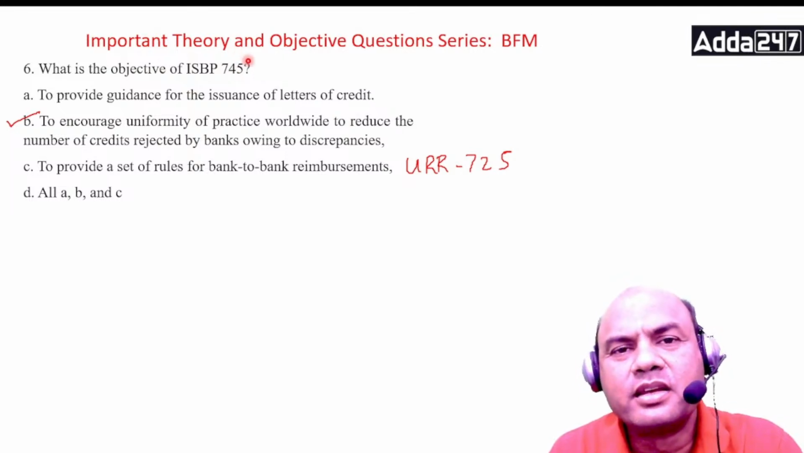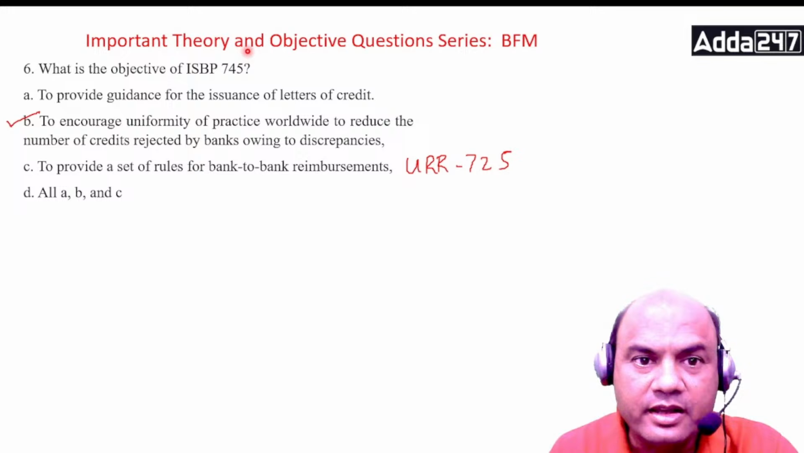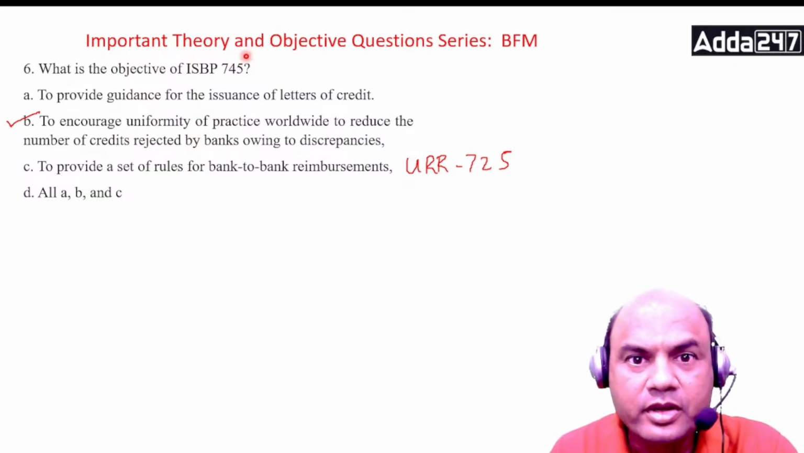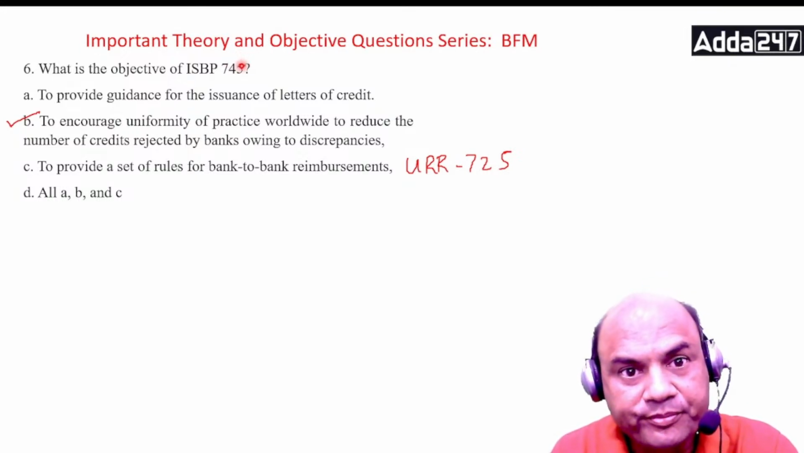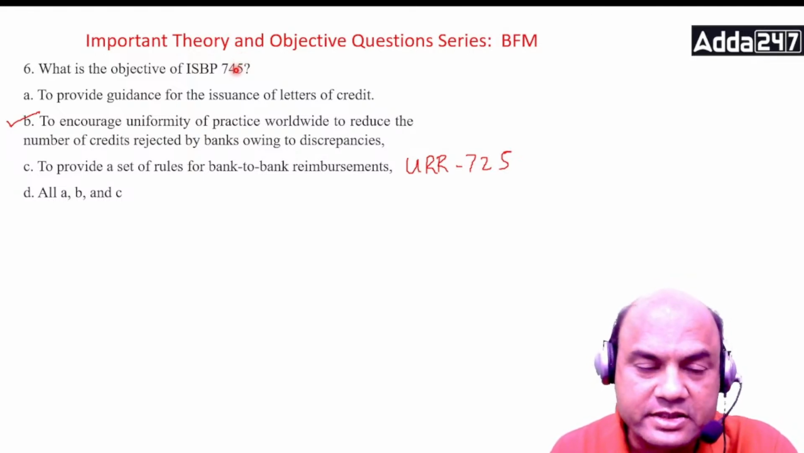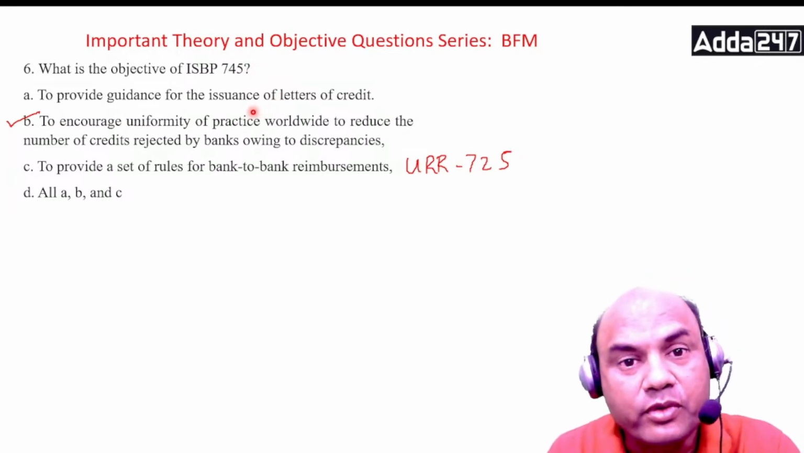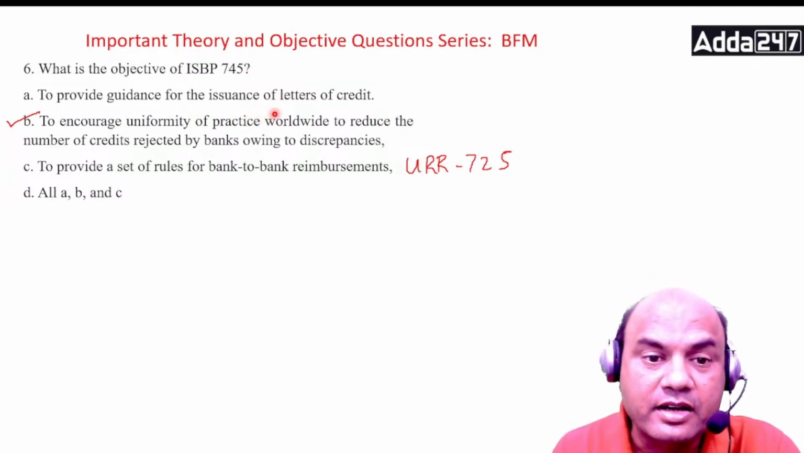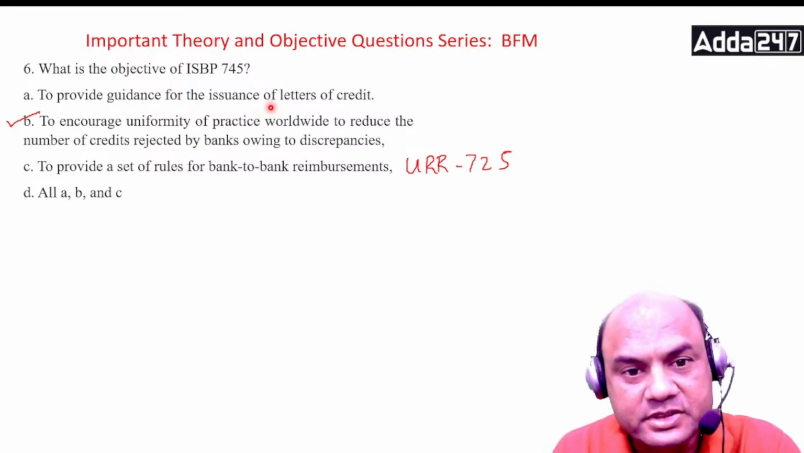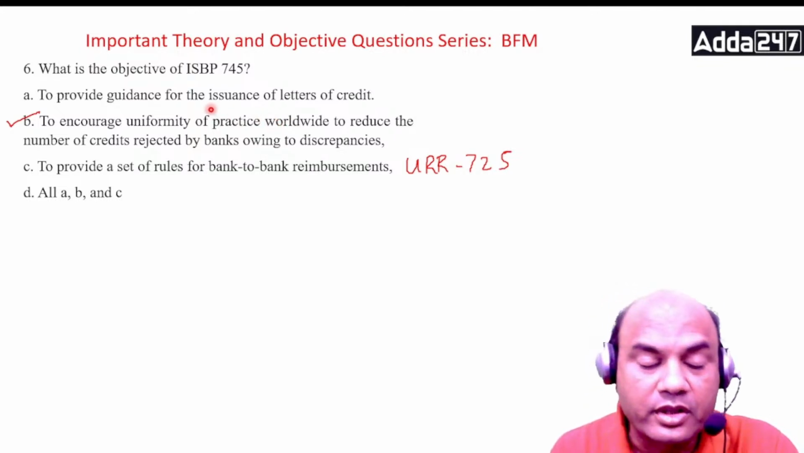ISBP is one. There are a total of five: UCP 600, ISBP 745, URR 725, EUCP, and ISP 98 for standby LCs. These five documents form the base of any foreign exchange, meaning LC-related transaction or foreign business. You must know each one.